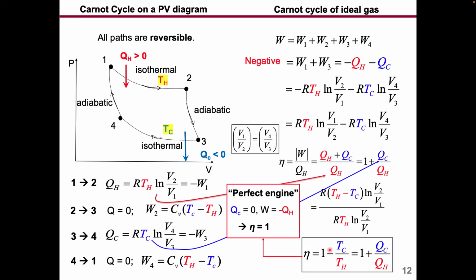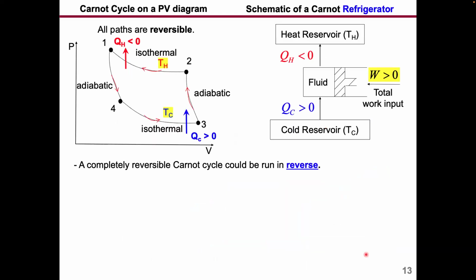Now, if you have a perfect engine, meaning you can convert all the heat to work, then your QC is equal to 0, W is equal to minus QH, so your efficiency is equal to 1. But we don't have a perfect engine, right? The Carnot cycle actually gives you the highest efficiency if you operate between a hot reservoir and a cold reservoir, and usually TH is greater than TC. So this is going to be a finite value, and the Carnot cycle efficiency is going to be smaller than 1. And the Carnot cycle efficiency is already the highest possible efficiency because it involves reversible processes. That actually gives the foundation of the second law of thermodynamics that we will talk about in a minute.